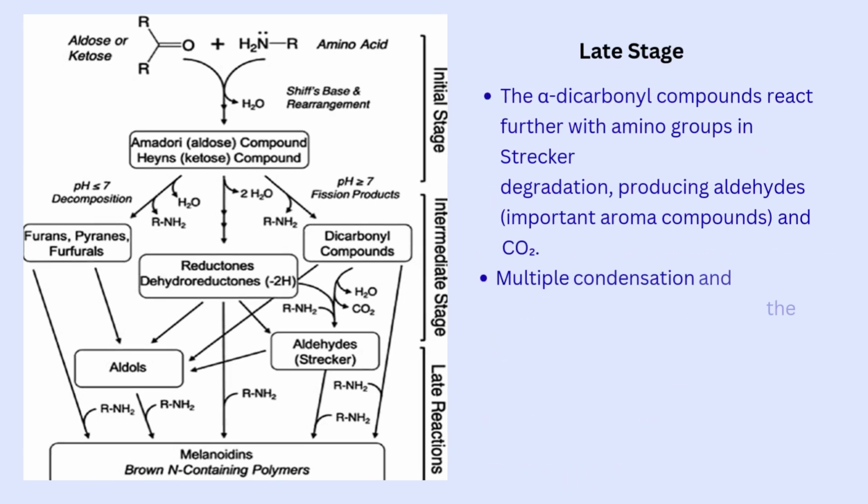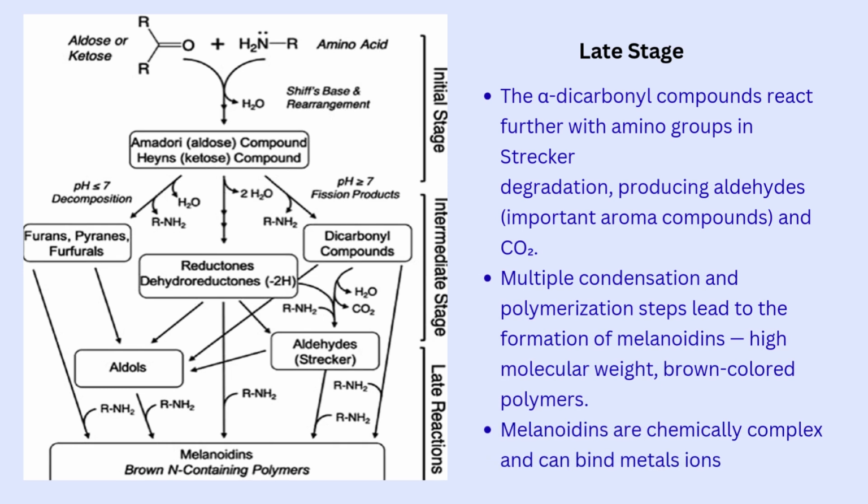Finally, in the late stage, the alpha-dicarbonyl compounds undergo further reactions, such as the Strecker degradation, where they interact with amino groups to produce aldehydes, which are key aroma compounds, along with carbon dioxide. At the same time, multiple condensation and polymerization reactions take place, leading to the formation of melanoidins. These are large, brown-colored polymers that are chemically complex and can even bind metal ions, giving foods their characteristic brown color and deep flavors.